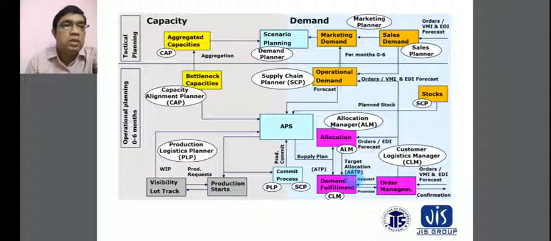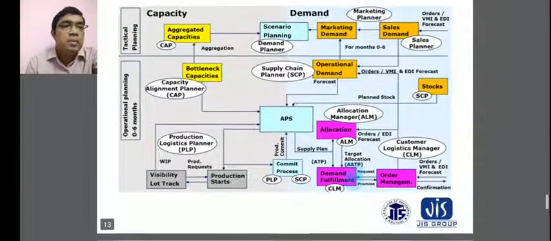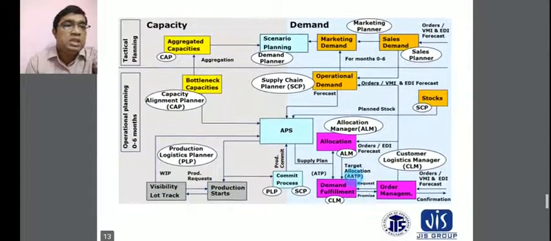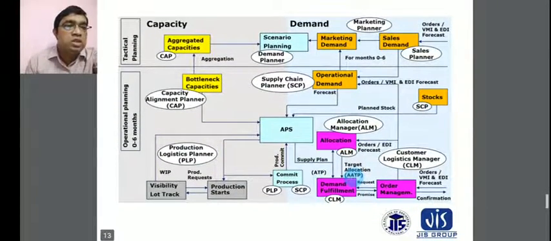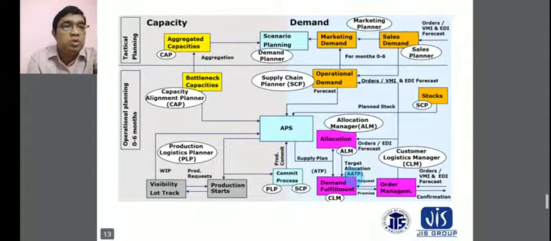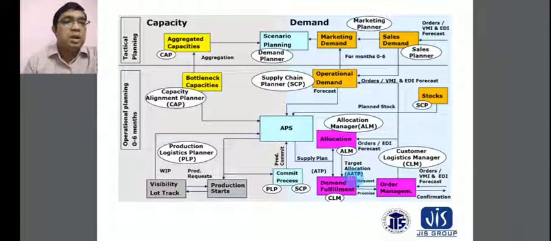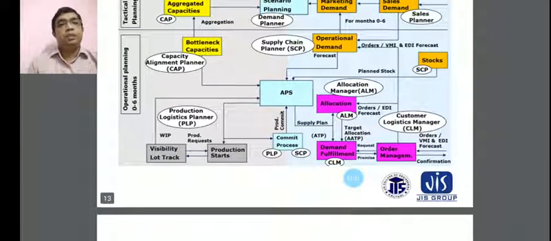Again, this is the allocation, and also the target allocations, APTP. And this is the requested order management, which is order management and promise. Another thing is the customer logistics manager, CLM, with the orders, BMI, EDI and the forecast, and then the confirmations. Again this goes to the visibility.